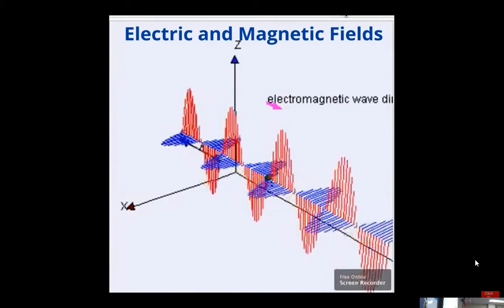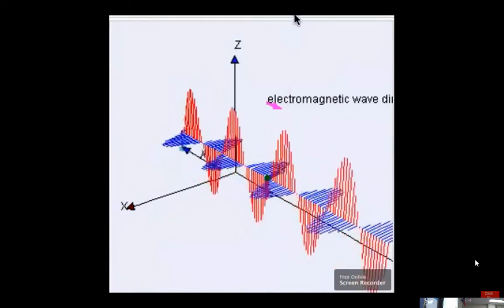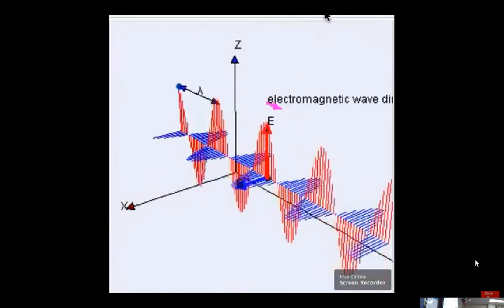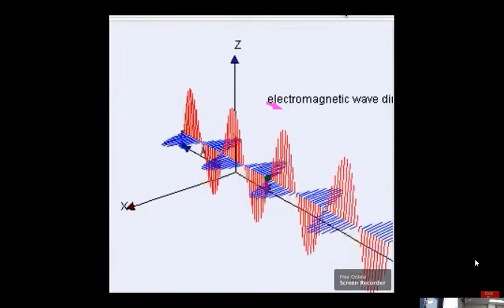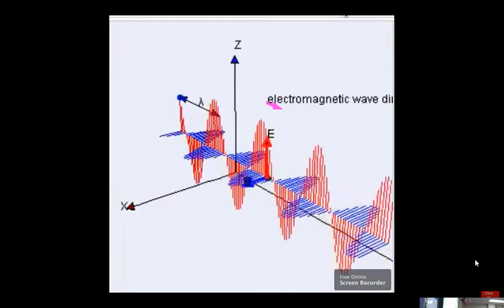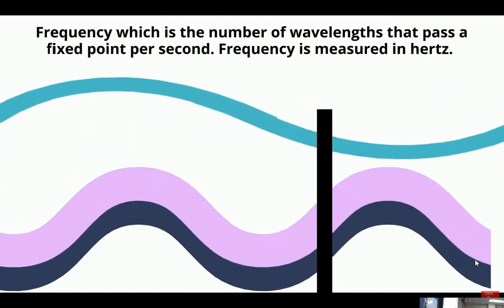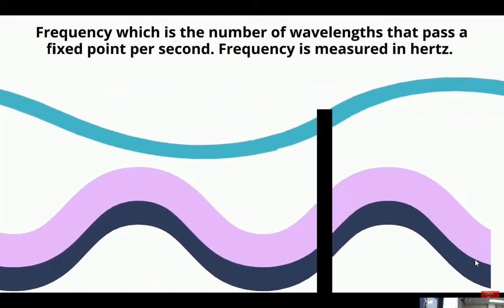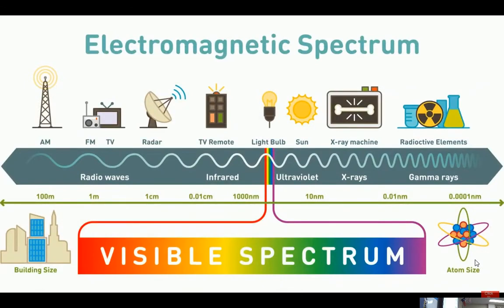The electric field and the magnetic field of an electromagnetic wave are perpendicular, or at right angles, to each other, and they're also perpendicular to the direction of propagation of the wave. The electromagnetic spectrum is ordered by frequency, which is the number of wavelengths that pass a fixed point per second. Frequency is measured in hertz, and the spectrum has a very wide range from 300 kilohertz to an incredibly small 3 times 10 to the 21st power hertz.